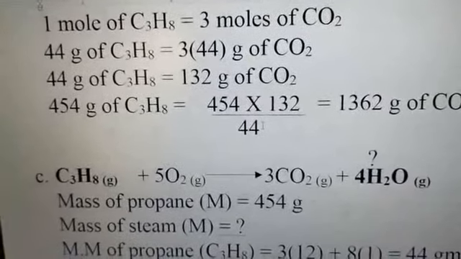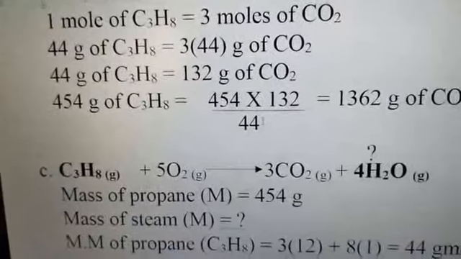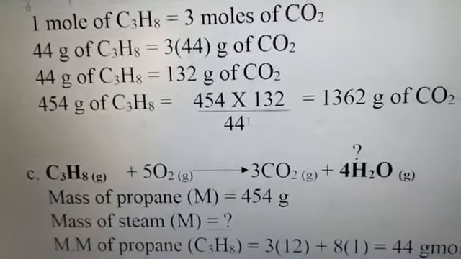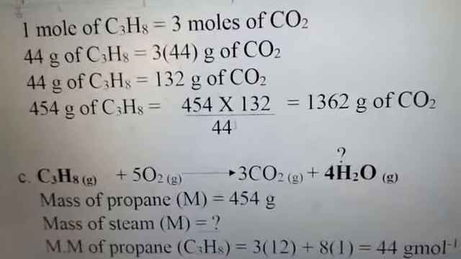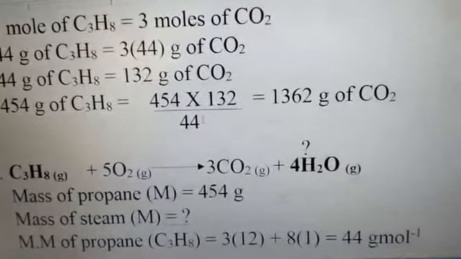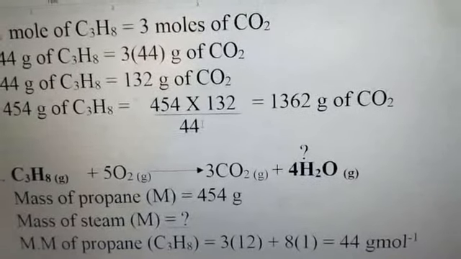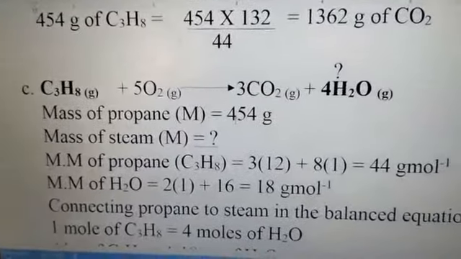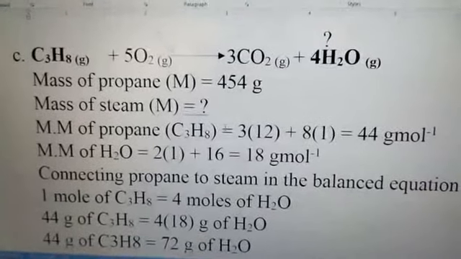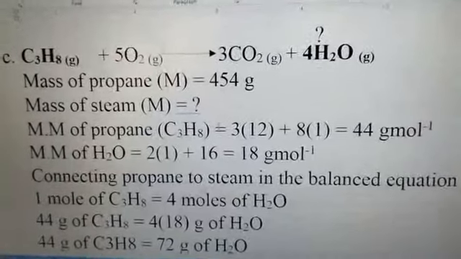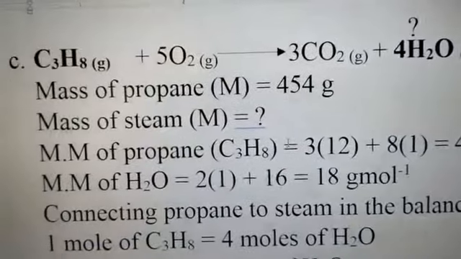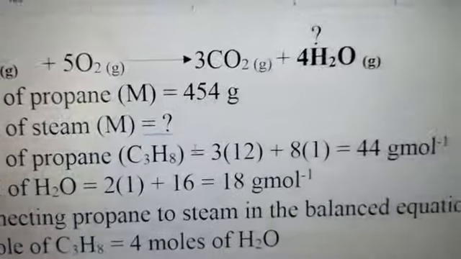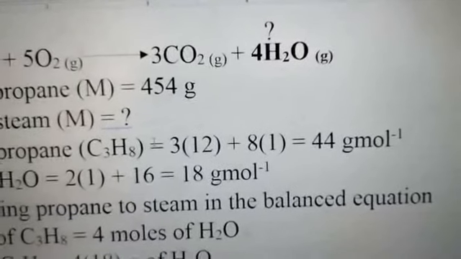Therefore, 454 grams of propane given to us in the equation that was burnt will now give us 454 times 132 over 44. And that will give us 1,362 grams of CO2. Going to question C, we are asked to find the mass of steam produced in the reaction. So you see that our arrow shifts from CO2 now to steam. Steam is the unknown. Question mark is on steam.